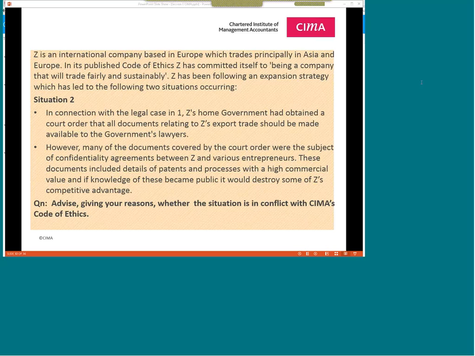the government has got a court order to get these documents which relate to export trade, which are the confidential statements, but since that's a regulatory requirement, ESET should give that information to the government. Then it's not in conflict with CIMA ethics.